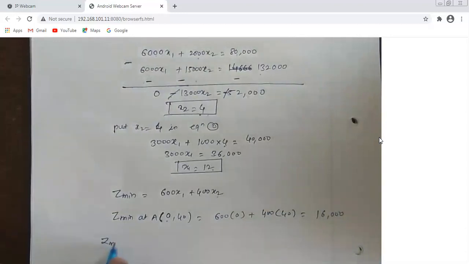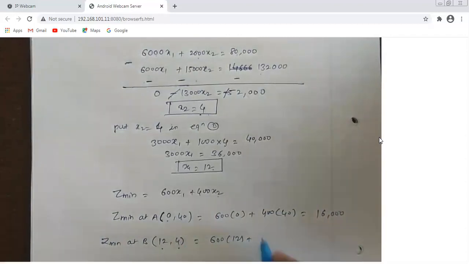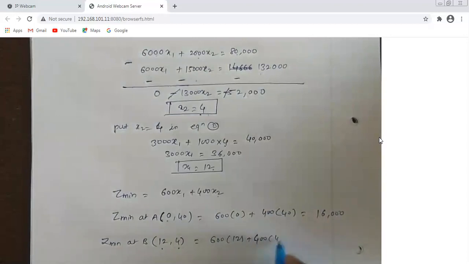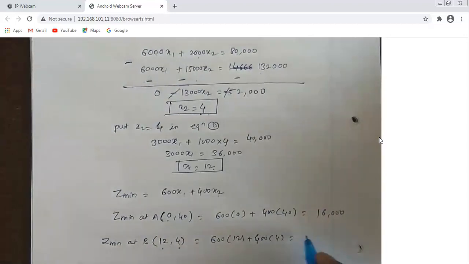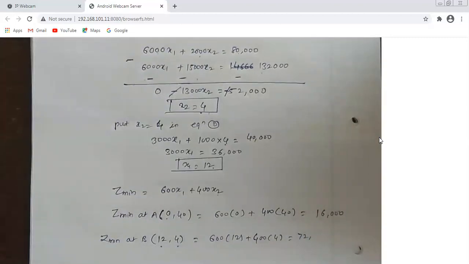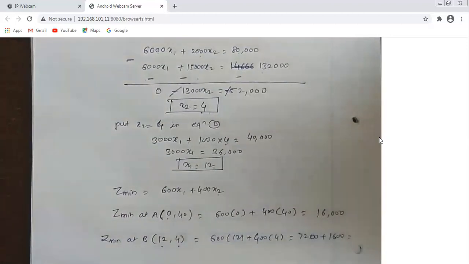Similarly, I will calculate z minimum at location B, where the coordinates are 12, 4. Now this 12 is nothing but x1, this 4 is nothing but x2. Simply put this value in this equation, then it will become 600 into 12 plus 400 into 4. How much? That is 7,200, I think. Just let me check. 7,200 plus 1,600. How much? It is 8,800.